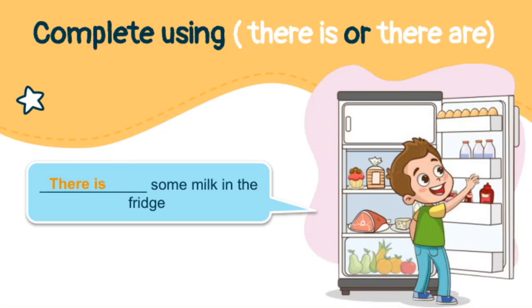There is some milk in the fridge. Now, this is a simple example, but it really highlights an important point about using there is and there are correctly. When we're talking about something singular, like milk, which is uncountable, we use there is. So in this case, we would say, there is some milk in the fridge. If we had multiple items, like apples or bottles, we would switch to there are. For example, there are apples in the basket.